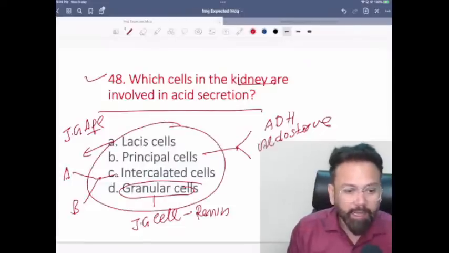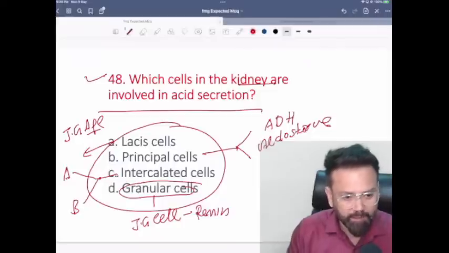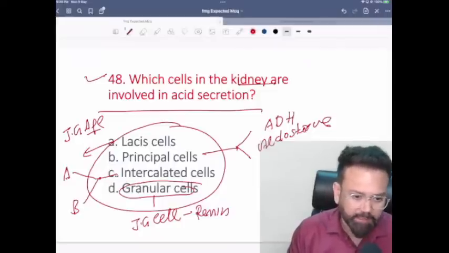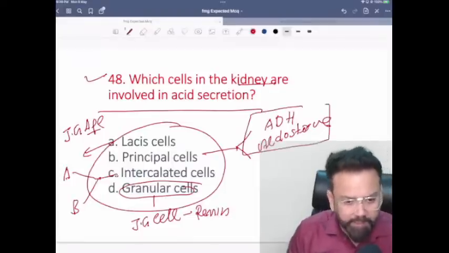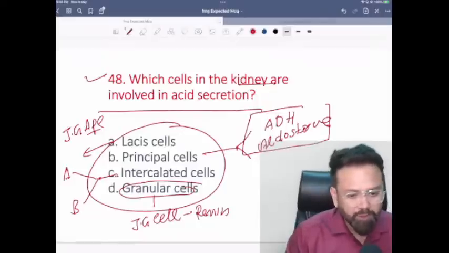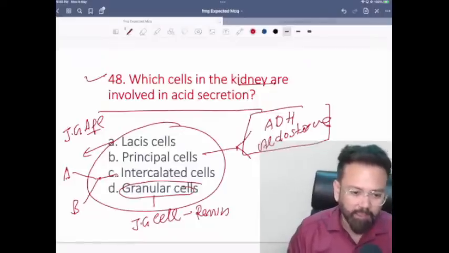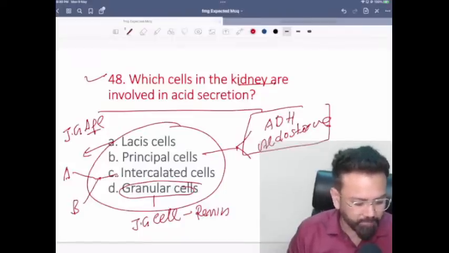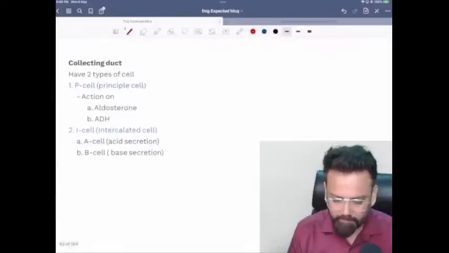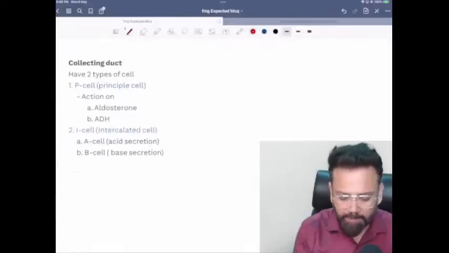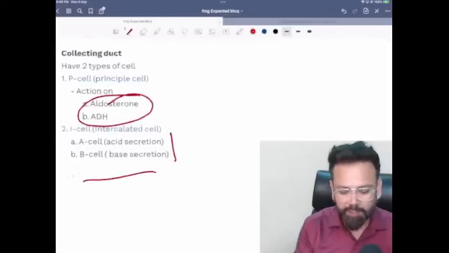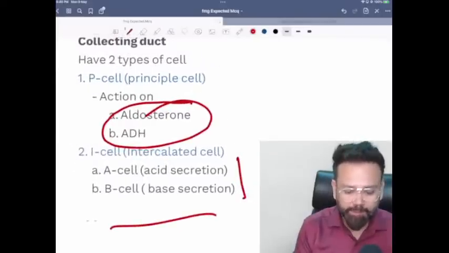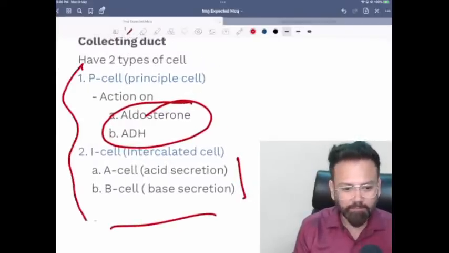Lacis cells are extraglomerular mesangial cells, component of JG apparatus. Principal cell has action for ADH and aldosterone. Granular cell is the other name for JG cell, which synthesizes renin. Intercalated cells are for acid and base secretion. Okay, so principal cell is for aldosterone and ADH. Intercalated cells are for acid secretion and base secretion. Collecting duct has these types of cells.